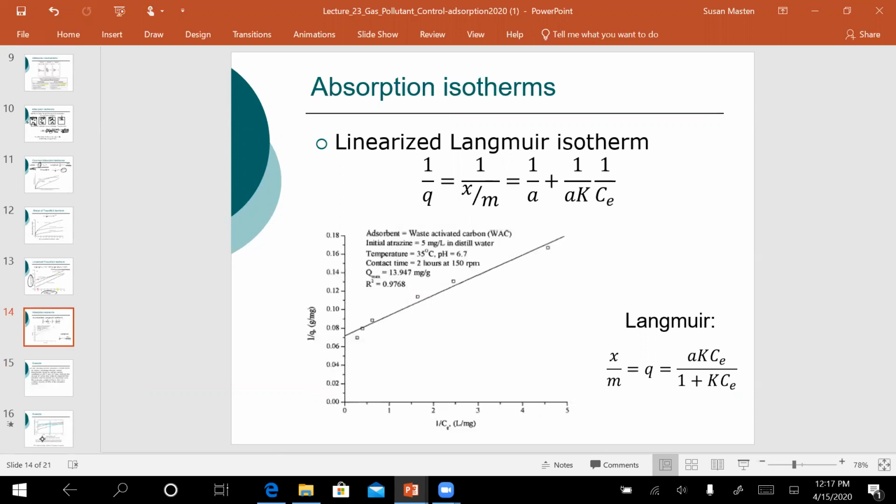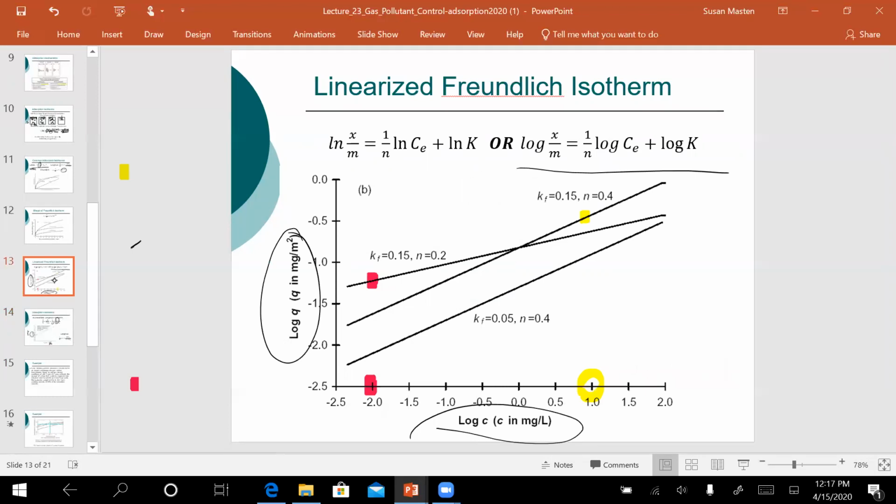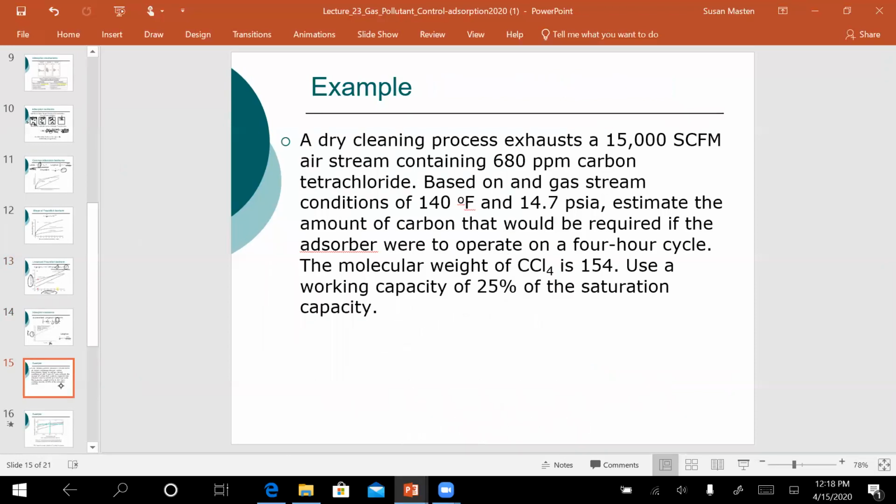We can also linearize a Langmuir isotherm. The way that we linearize that is we take 1 over X over M, and we're plotting 1 over C sub e. Notice here, our intercept is that term 1 over A, and the slope is 1 over AK. Similarly with our Freundlich isotherm, we have a slope of 1/n and an intercept of log K. So from the slope and the intercept, we can determine the parameters we need.